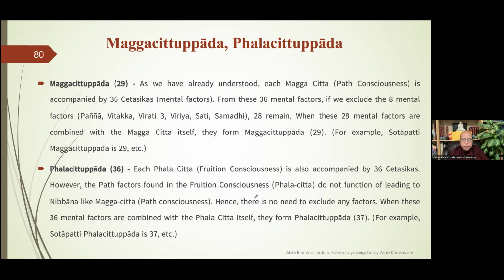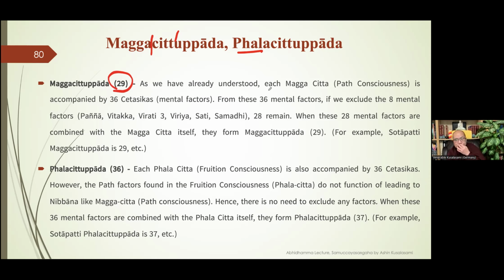Before we go to the question from the student, I need to talk about this: Magga Chittuppada and Phala Chittuppada. Magga Chittuppada means Magga Chitta, the four kinds of Magga, and the other mental factors together with Magga Chitta. That is, the coexistent factors with the Magga. We can say it like that. Magga Chittuppada is 29.